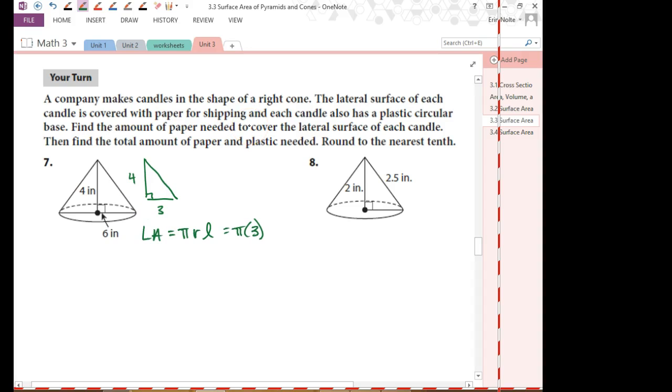3, 4, 5, right? So you can do Pythagorean Theorem and find that hypotenuse of 5, or you can just remember 3, 4, 5 is always an easy one to remember for a perfect right triangle. So that lateral length is a 5, so I'm going to plug that into my formula. So I've got pi times 3 times 5. Who's got a calculator? What's pi times, or just call it 15 pi?